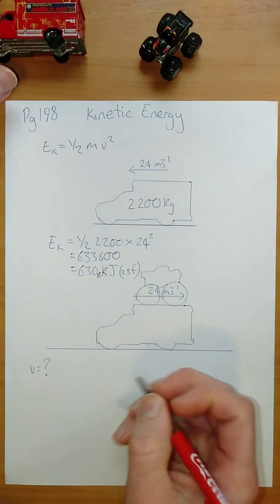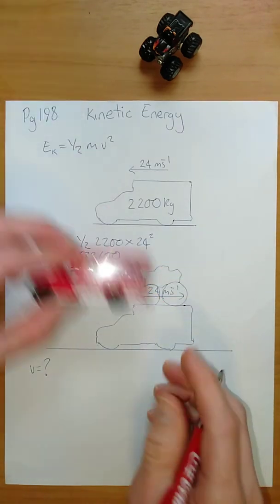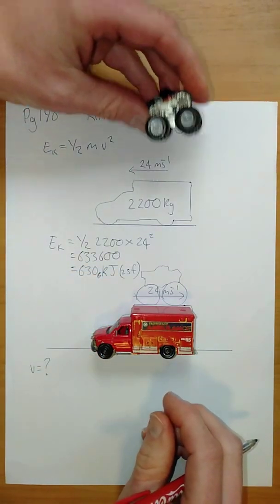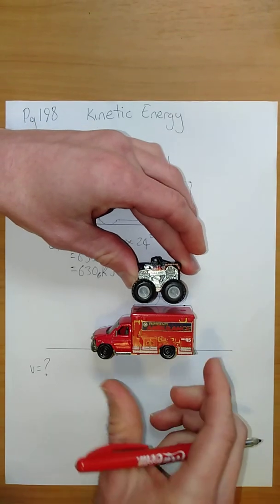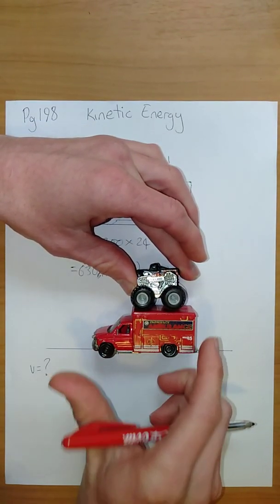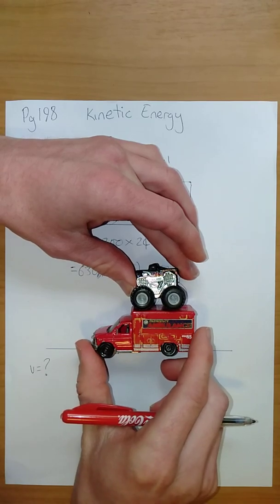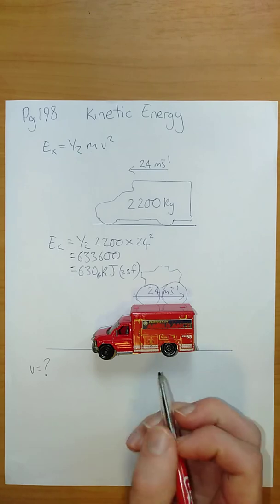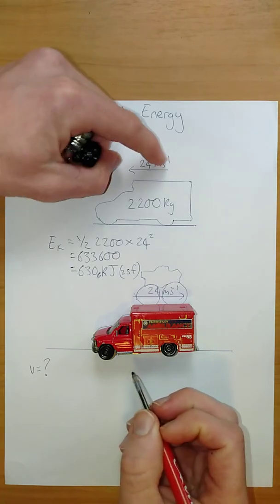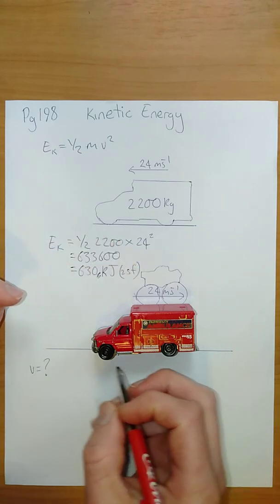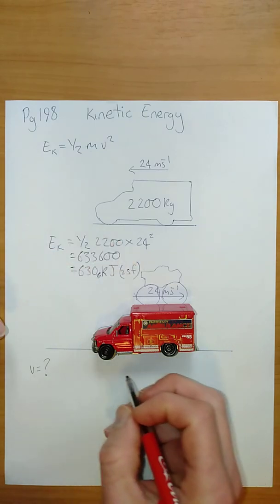Alright, that's that one. This one here is, what's happened is that the ambulance has been attacked by a monster truck. And the monster truck has landed on top of the ambulance. The ambulance driver got a fright and put the ambulance into reverse. So now he's going in reverse at 24 meters per second. So his velocity is no longer positive 24. His velocity is now negative 24. So we'll see what effect that has.